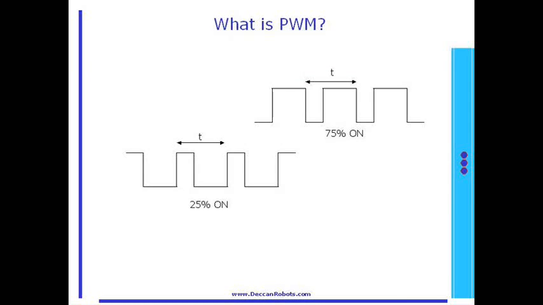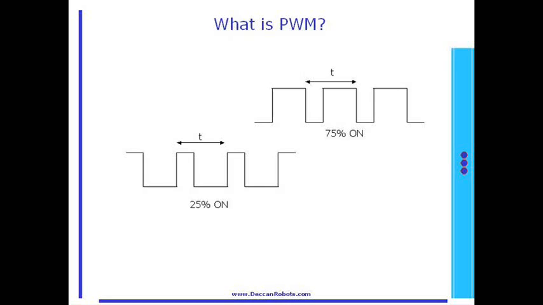Pulse width modulation uses a square wave whose duty cycle is modulated, resulting in the variation of the average value of the waveform. Look at the graphics on your screen. For a given time t, first figure indicates that the pulse is at its peak for 75% of the time. Whereas in the second figure the pulse is at peak for 25% of time.